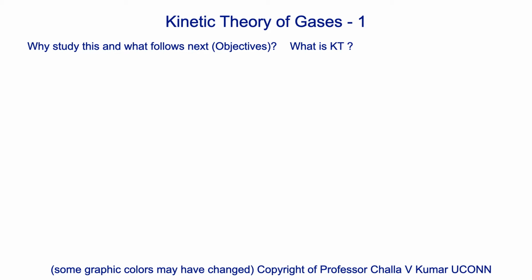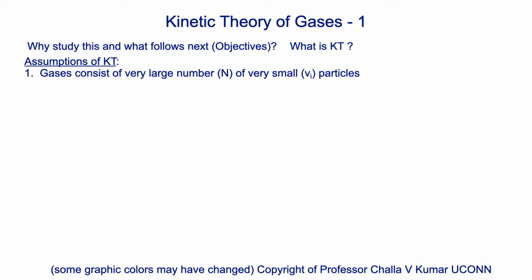What we mean by kinetic theory of gases is we're building a model with specific assumptions as to the structure of the gases, and then using these assumptions to build mathematical relationships between different parts or properties of gases. The first assumption that we would make is that all gases consist of a very large number of very small particles. What do we mean by this?